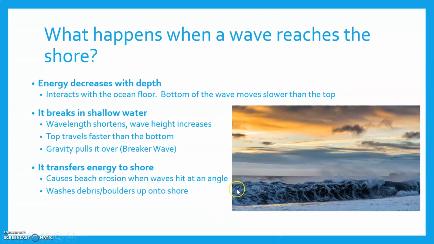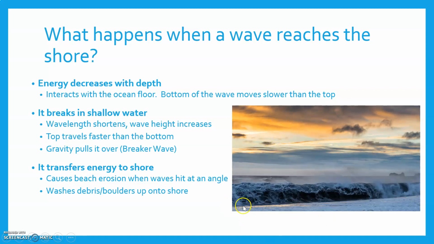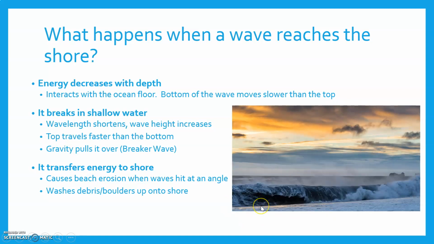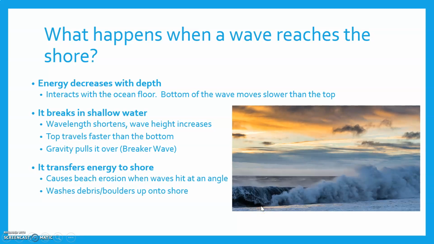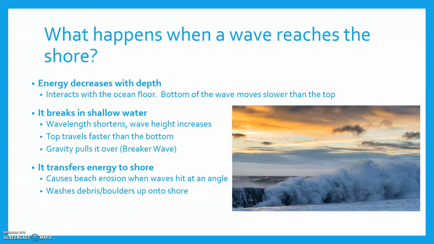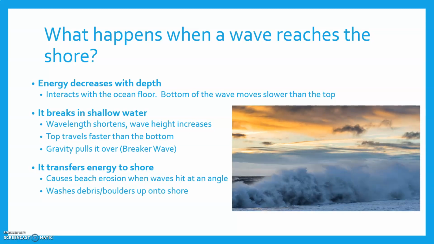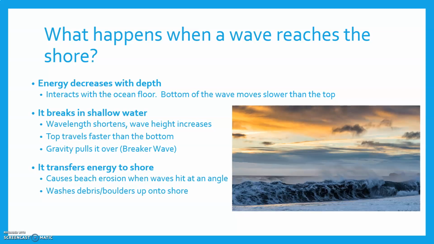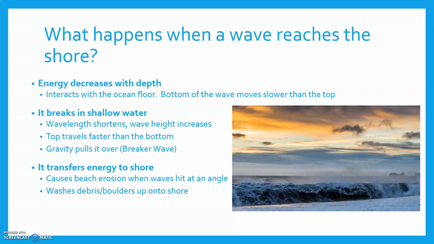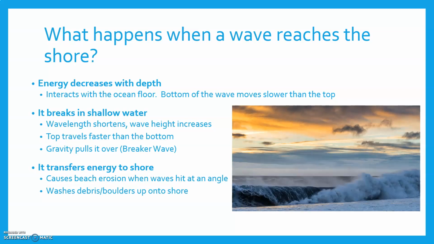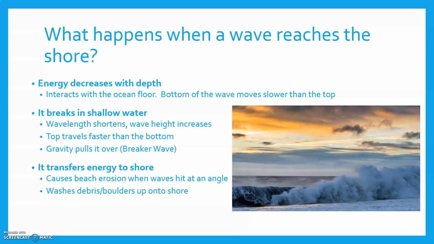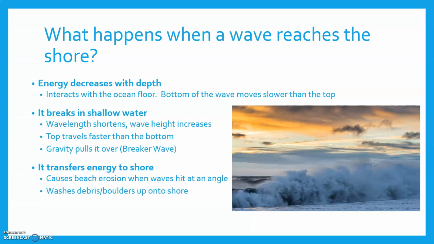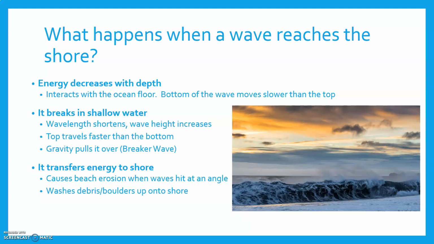This is called a breaker or a breaker wave, and it breaks when it gets in very shallow water, most commonly at, say, the beach. Wavelength has shortened at this point, and the wave height has increased because the wave's trying to roll over itself, and when it does, the top travels faster than the bottom. Because of that, we know what goes up comes down, so what's going to pull it down? Gravity. So it's then going to transfer the energy to the shore by causing wave erosion or beach erosion.